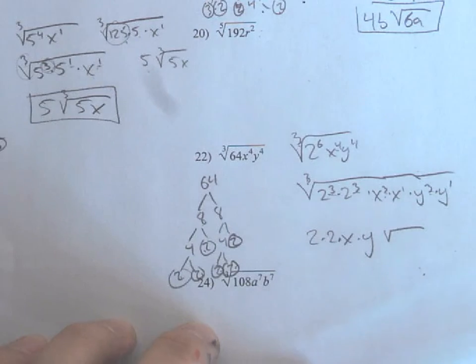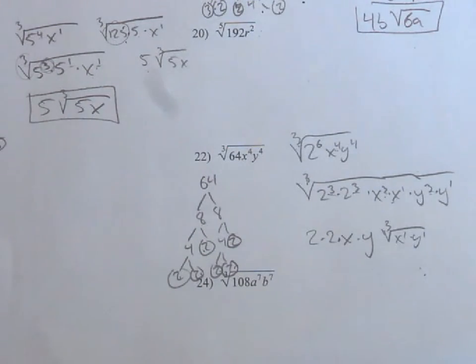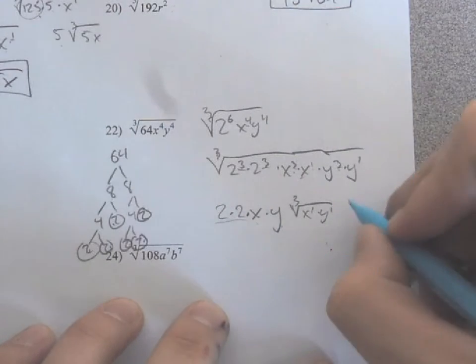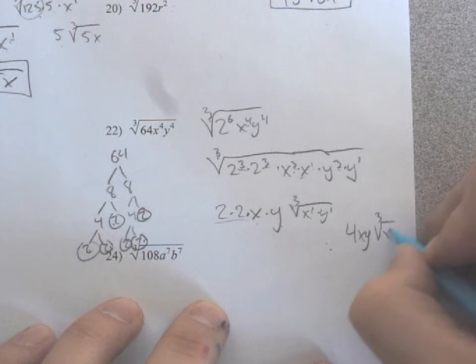What I can't do is the x to the 1, right, because I need a power of 3, and I can't do a y to the 1 because I need a power of 3, and I don't have enough pieces. So what's left is a 4xy and the third root of xy.